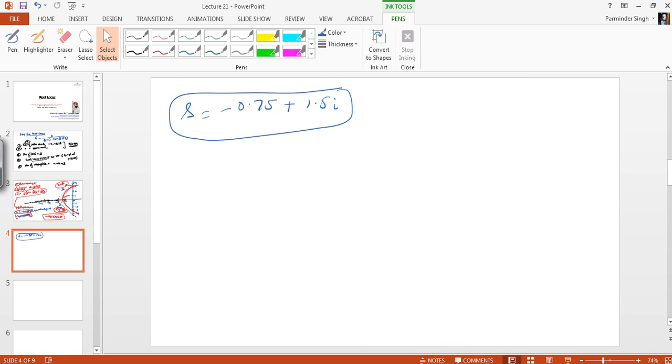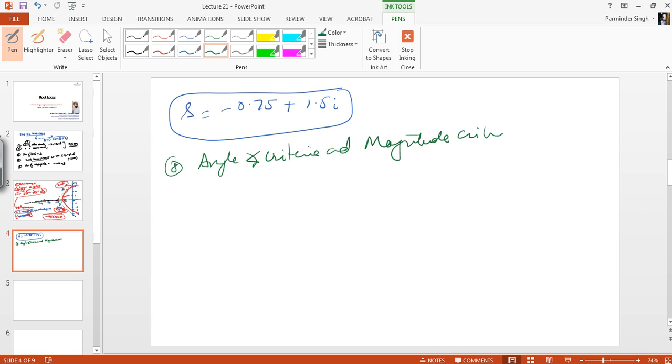Now this is to be checked using the next rule, that is the 8th rule, which is angle criteria and magnitude criteria. That's the next rule, where we basically check whether the given point is a part of the root locus or not, by using this angle criteria and magnitude criteria.